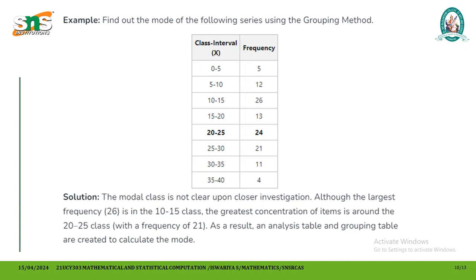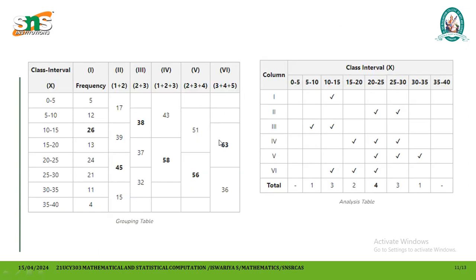The same procedure will be followed for this problem also. That is, we use the grouping and the analysis table. Here the data is given. The highest frequency is 24, so the modal class will be 20 to 25. So we are using the grouping table, and the same procedure will be followed for this also.